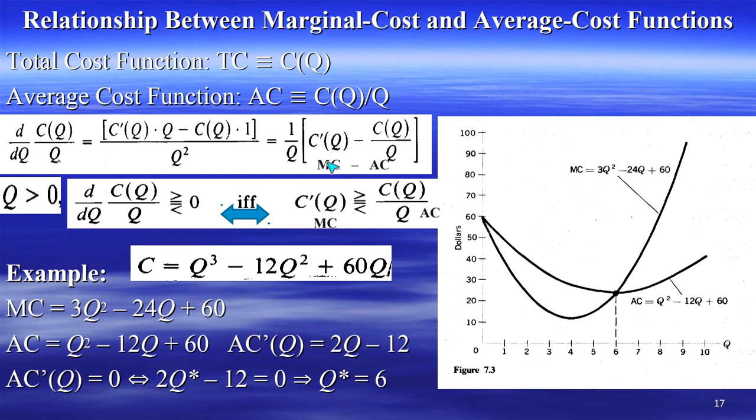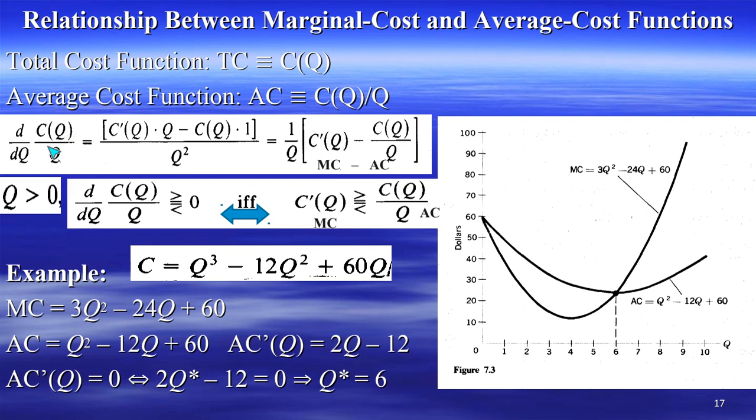MC minus AC is negative. So is the slope of the average curve. The average cost curve is diminishing. It is decreasing. When marginal is less than average, it pulls down the average. When marginal is greater than the average, it pulls up the average. And when marginal is equal to average, the average doesn't change. It is the case where MC equals AC, MC minus AC is 0.